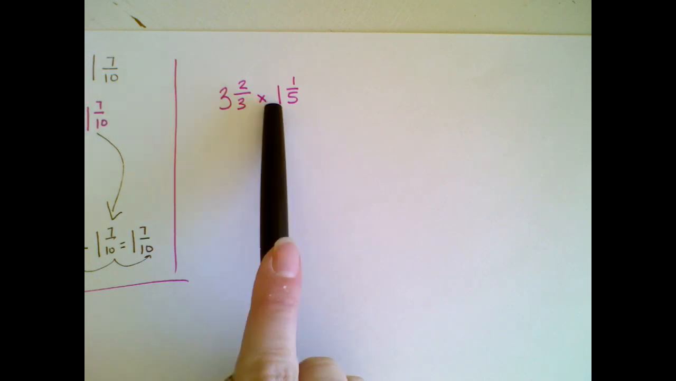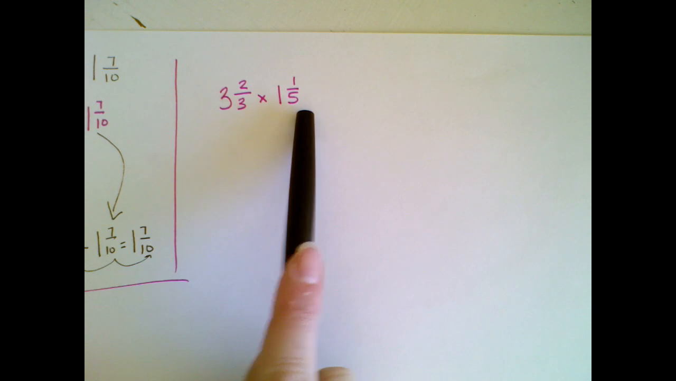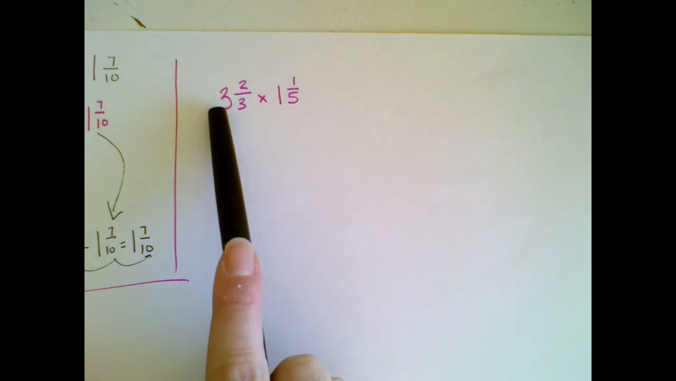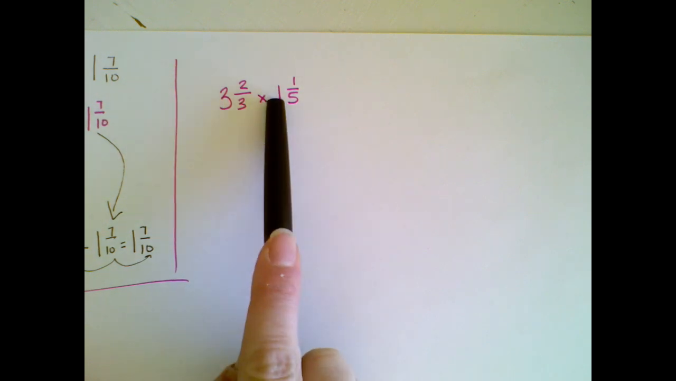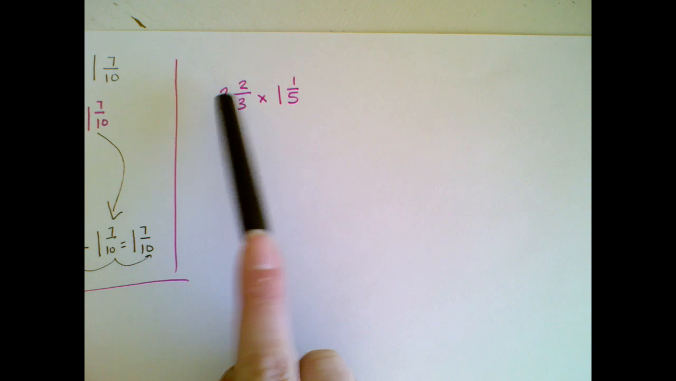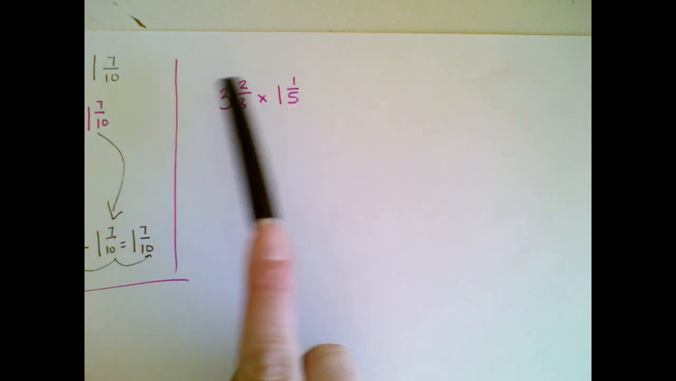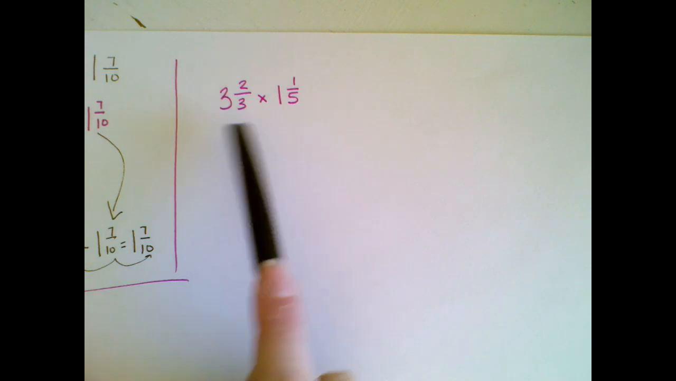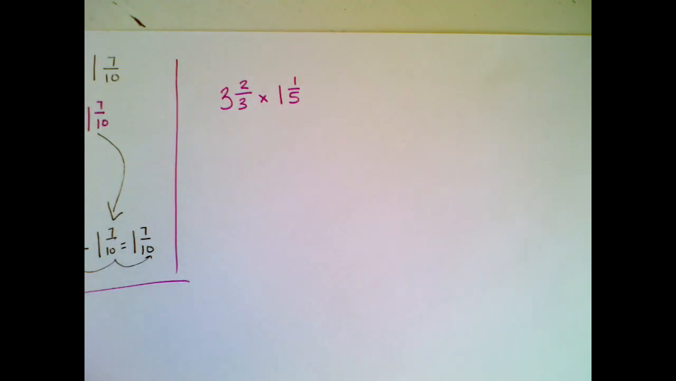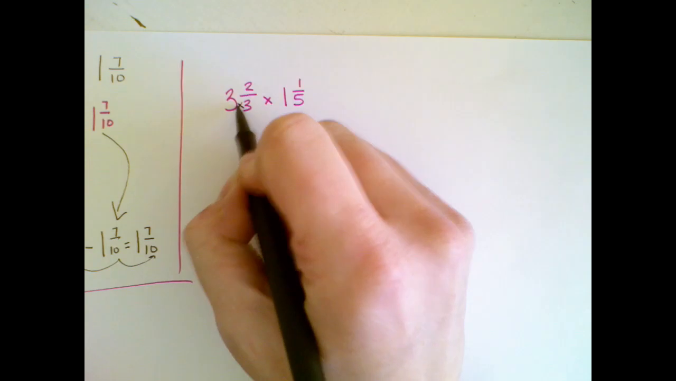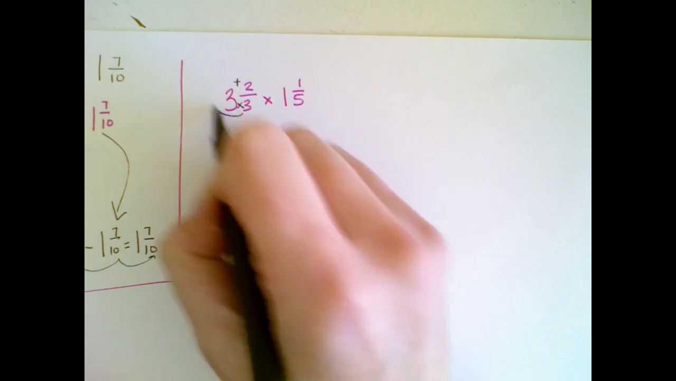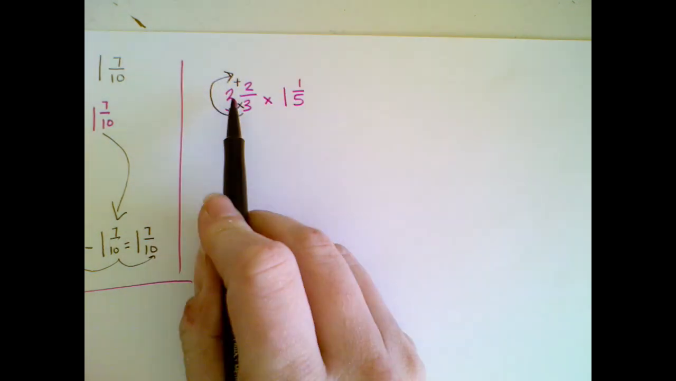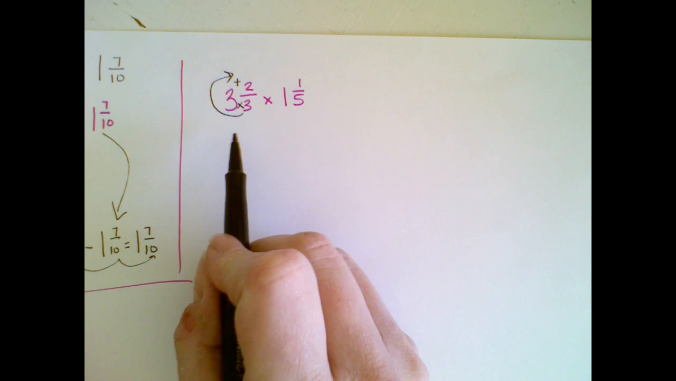3 times 1 is 3, 2 times 1 is 2, 3 times 5 is 15. That would be 3 and 2/15. But that doesn't work. I have to take 3 times the 1 to make 3, but then also take a fifth of 3. Okay, so we have to do all of this rolled together. That is where we've talked about changing these into improper fractions. We multiply the denominator by the whole number, add the numerator.